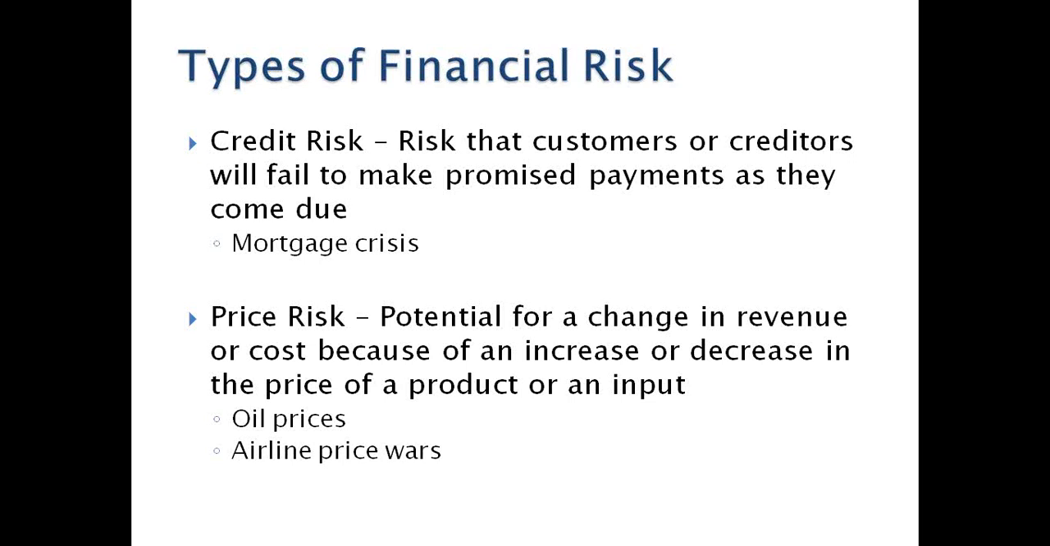Now, credit risk. Credit risk is the risk that customers or creditors will fail to make promised payments as they come due. And when you think about the mortgage crisis, there were some underlying issues, but essentially the underwriting criteria was flawed. The idea is, are these people going to be able to pay, whether it be for their car payment or their house payment? And essentially what happened is, because of the economy, people were not able to make those payments, which made the mortgages essentially fail. And so they were basically bad investments.